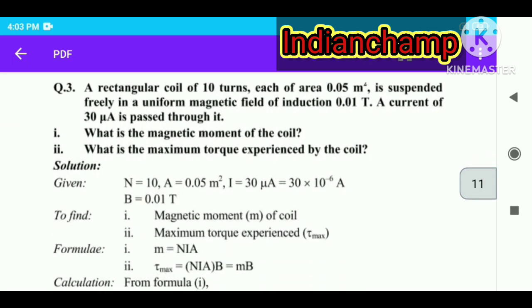Question number three, numerical. A rectangular coil of 10 turns, each of area 0.05 meter square, is suspended freely in a uniform magnetic field of induction 0.01 T. A current of 30 micro ampere is passed through it. First, what is the magnetic moment of the coil? Second, what is the maximum torque experienced by the coil?